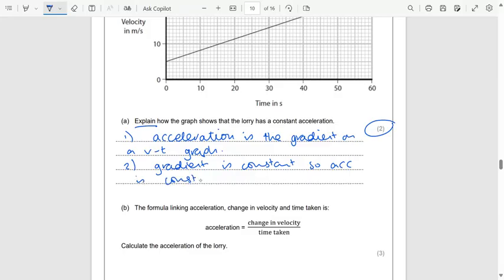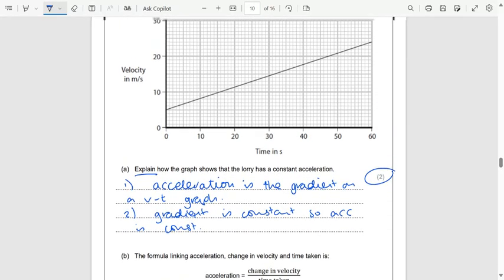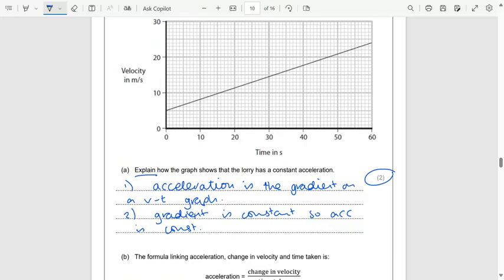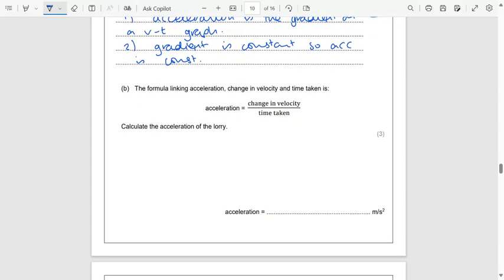Now, lots of people that I marked, from my 3 classes, got part 2. Very few people got part 1, okay? So just be mindful of that. Very few people that I marked got point 1. Very, very rarely did people say acceleration is the gradient. They didn't actually state that. So just be very careful.